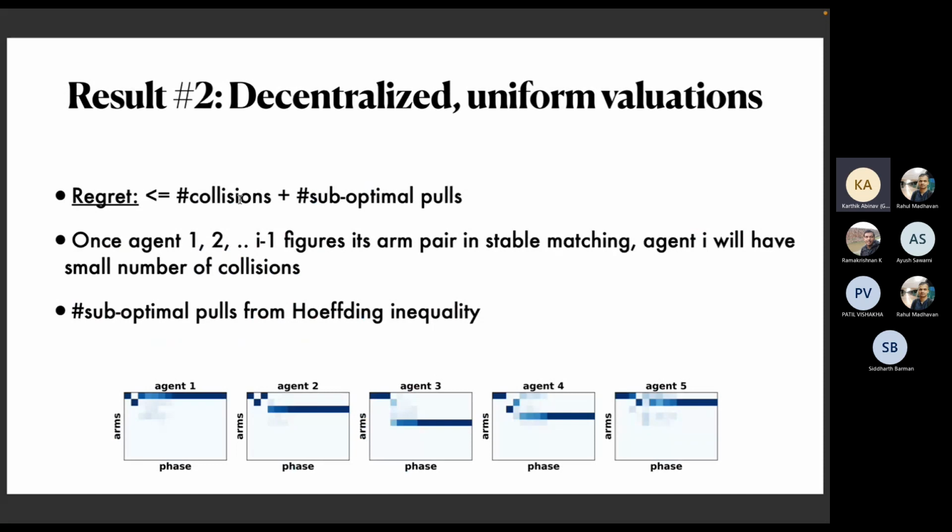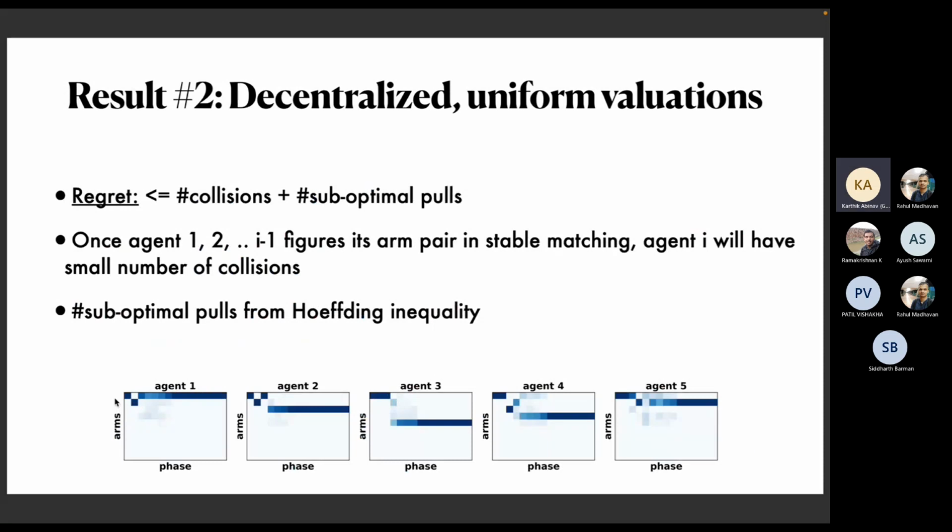The way we analyze the number of collisions is this. Let's assume, for agent i, its rank for the corresponding arm. The way the entire algorithm dynamics works out is that agent one is the one that first figures out its best arm in the stable matching, and then it's agent two, and then agent three, and so on. Right? So here's a pictorial view of what I mean. Here the y-axis is the arm index, and each of these is a picture for each of the agents. And then in the stable matching, agent one maps to arm one, agent two maps to arm two, and so on.